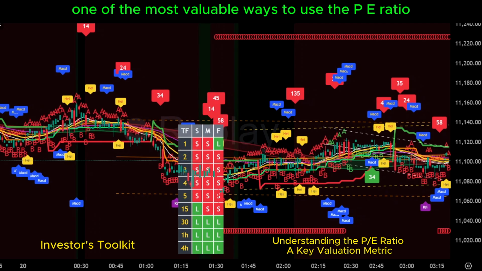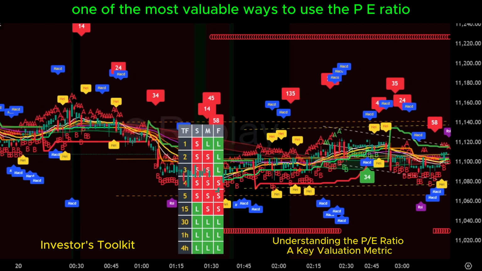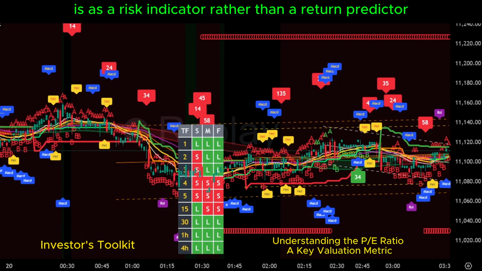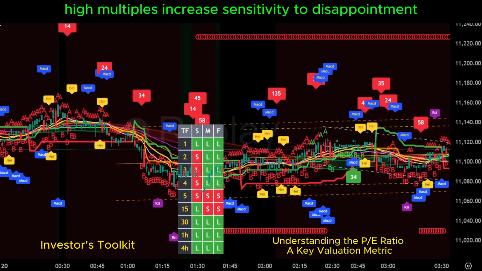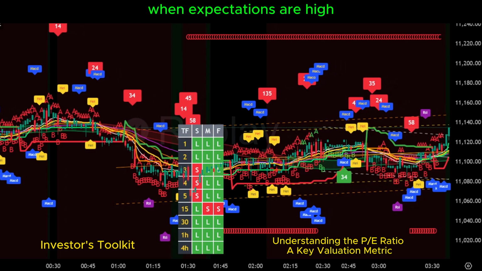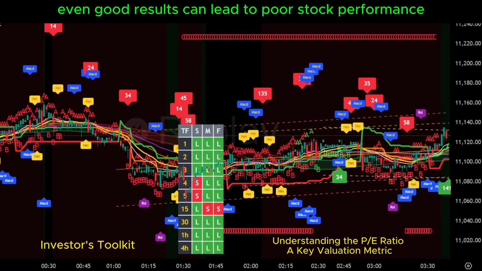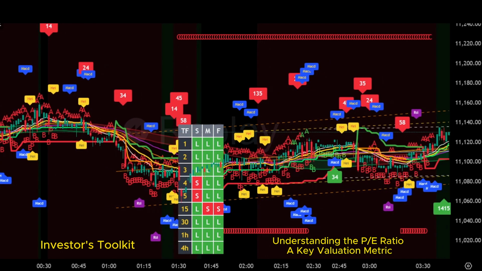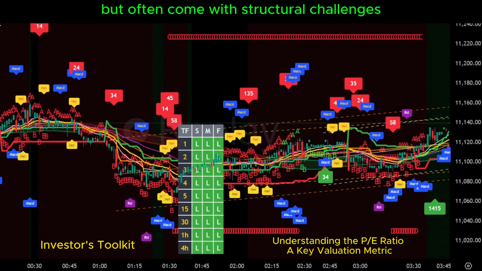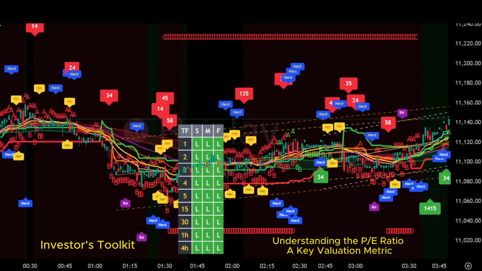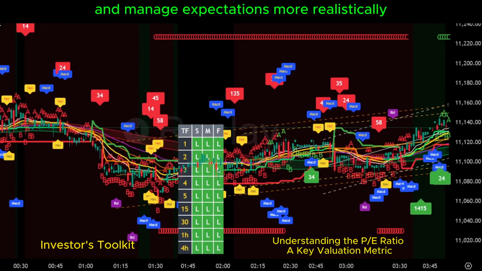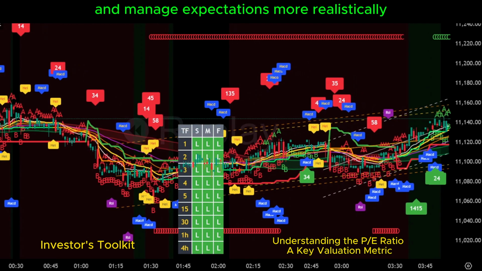One of the most valuable ways to use the P/E ratio is as a risk indicator rather than a return predictor. High multiples increase sensitivity to disappointment. When expectations are high, even good results can lead to poor stock performance. Low multiples may limit downside, but often come with structural challenges. Understanding this trade-off helps investors size positions and manage expectations more realistically.